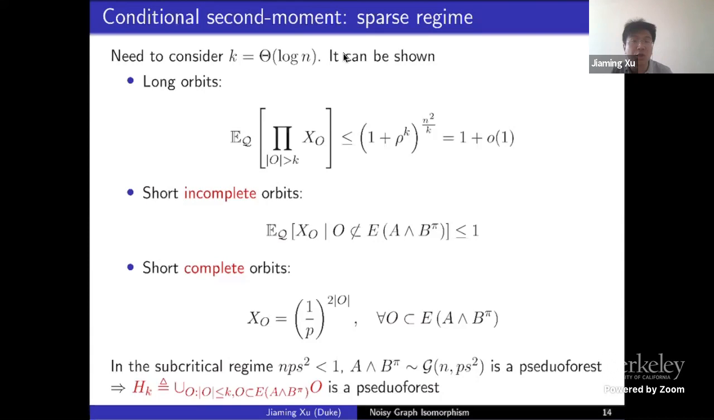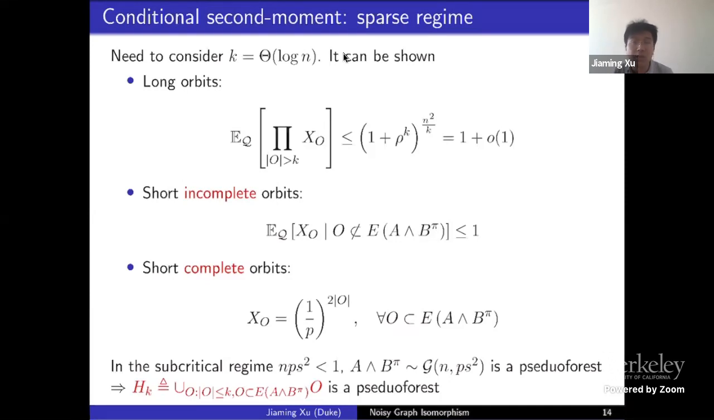Now we're left with short orbits. So we'll further divide into the case where the orbit, as a set of edges, is not totally included in the edge set of the intersection graph. In this case, it turns out that we can directly bound the expected value of X_O. So it's already upper bounded by 1.